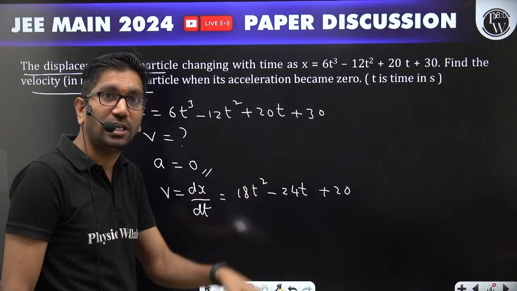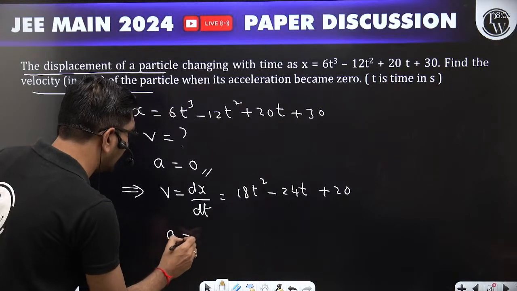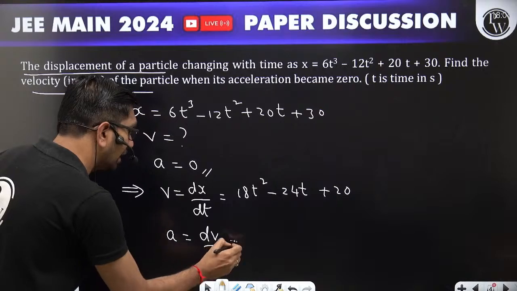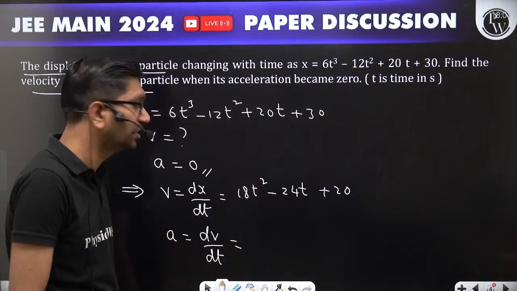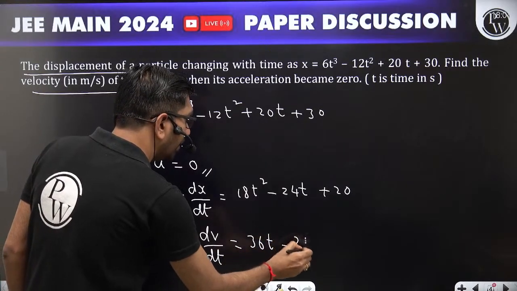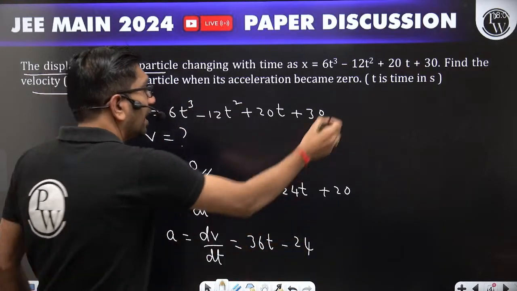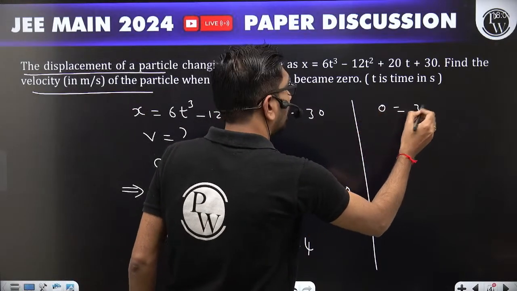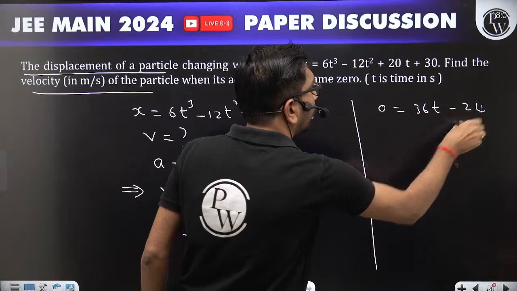If velocity is variable, to calculate the acceleration, which formula we use, beta? That is dv by dt, right? So again do the differentiation. What do you get? 36t minus 24 you get, right? So he has given that the acceleration should be 0, okay? So 0 equals what you get? 36t minus 24 you got, okay?